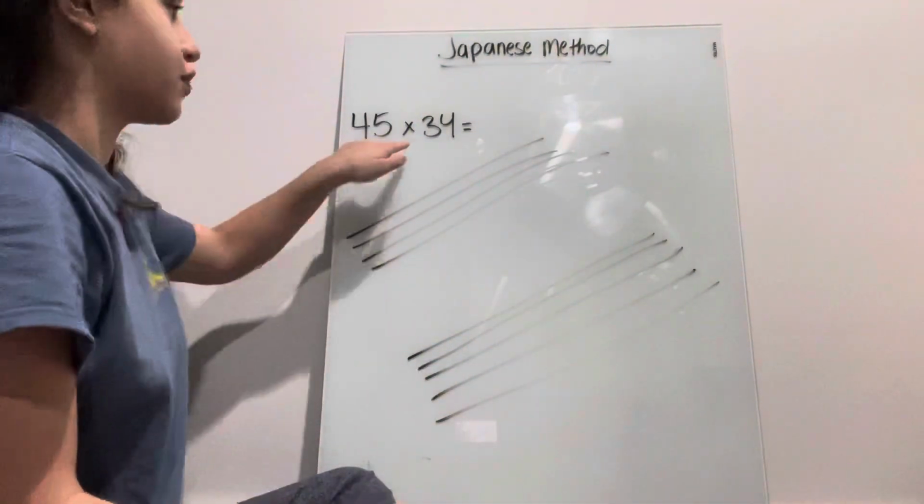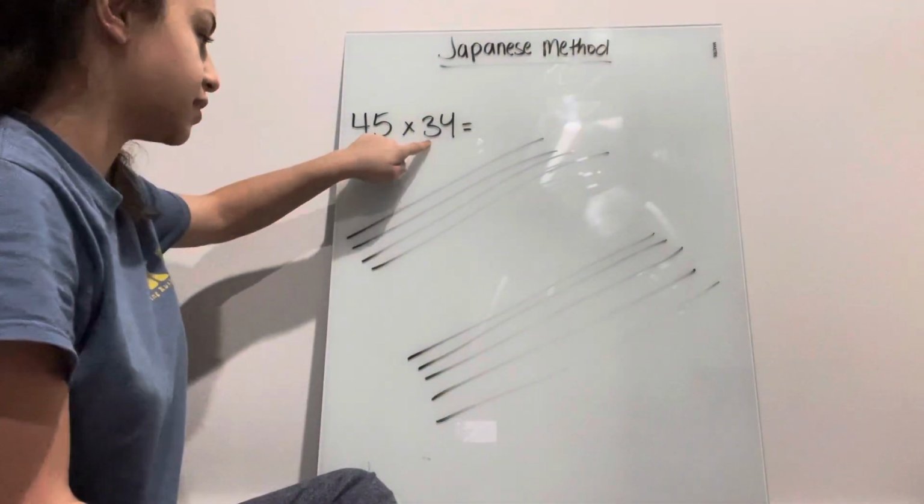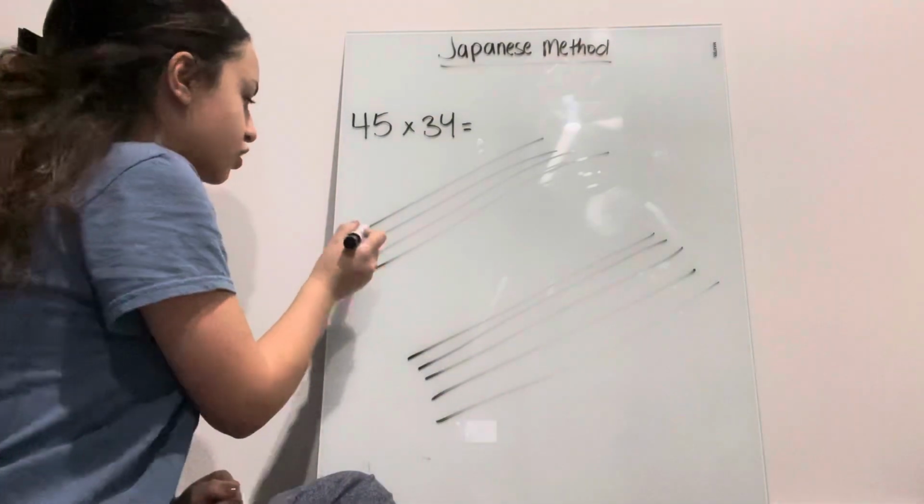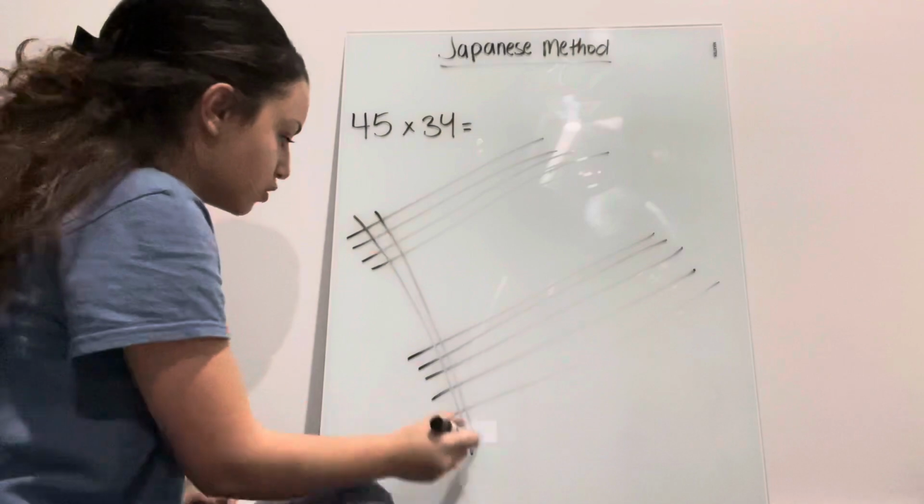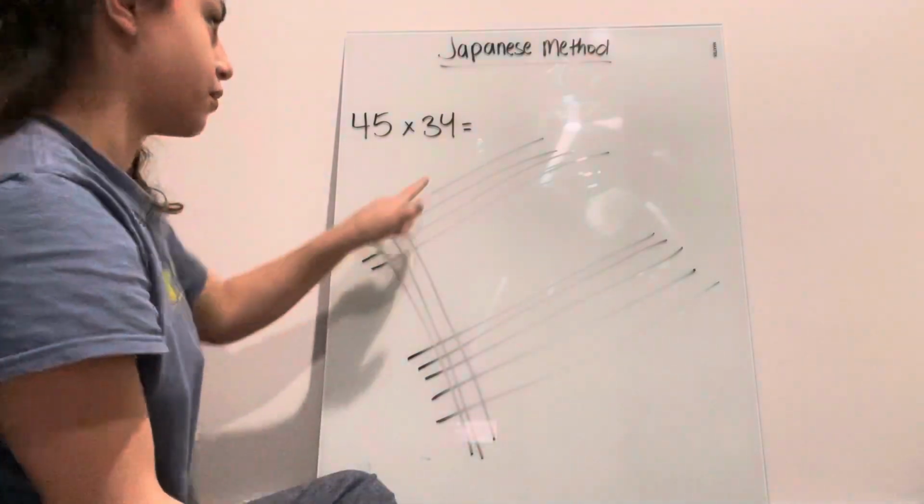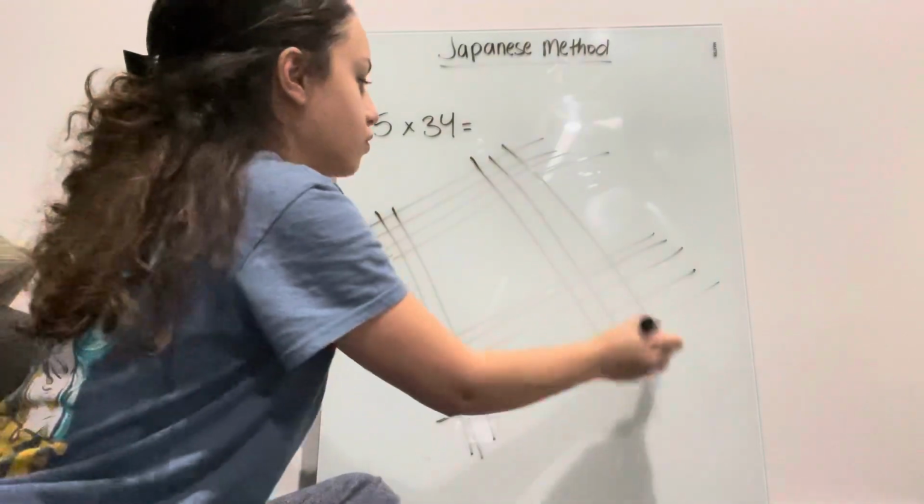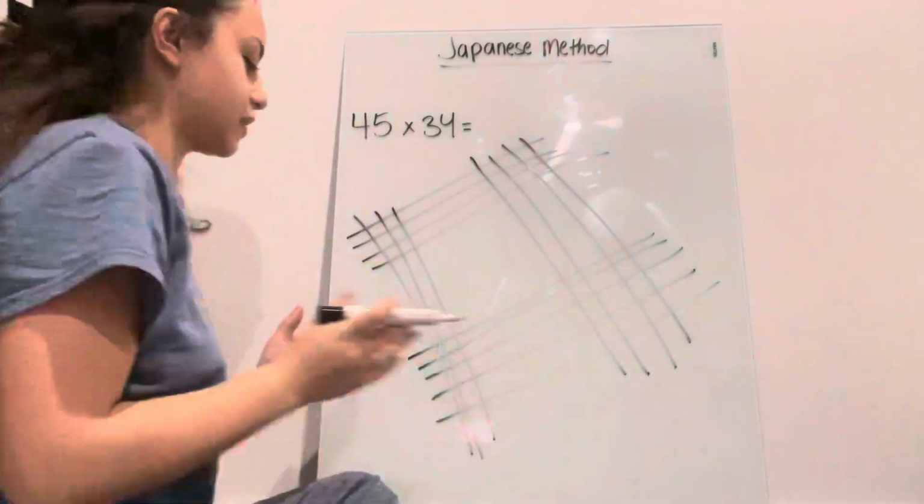And we're gonna do it again for our second number. We have 3 in the tens place. So on our left, this is your left. We're gonna draw 3 lines. 1, 2, 3. And then we're gonna draw 4 lines for our ones. 1, 2, 3, 4. Okay.